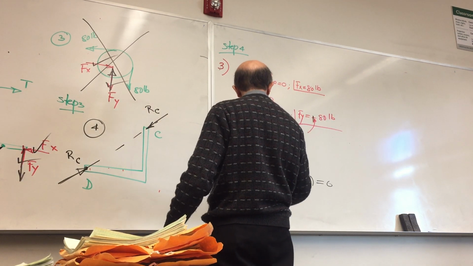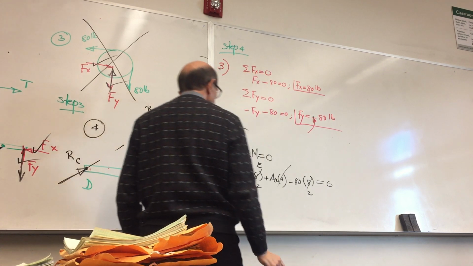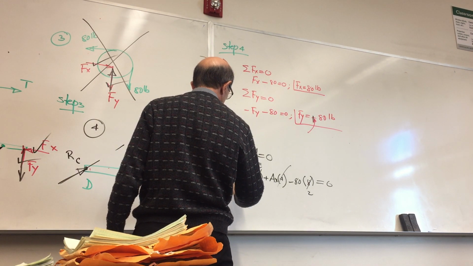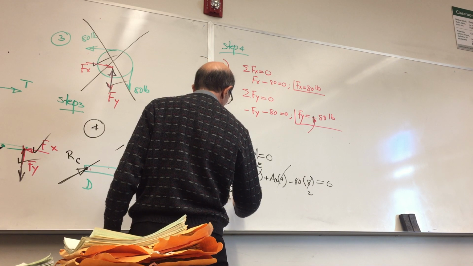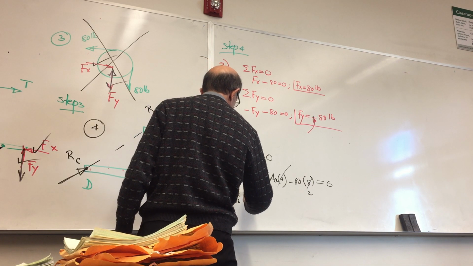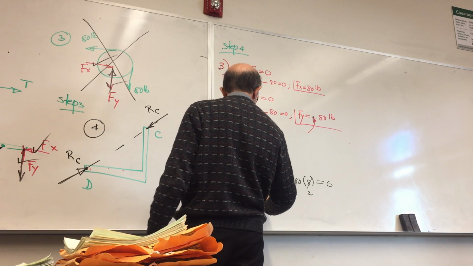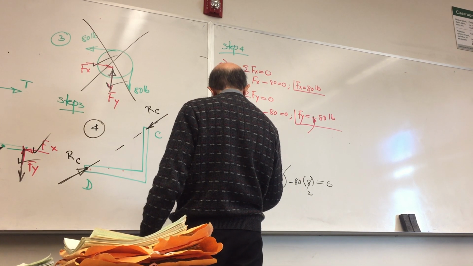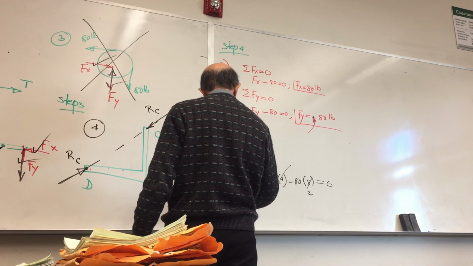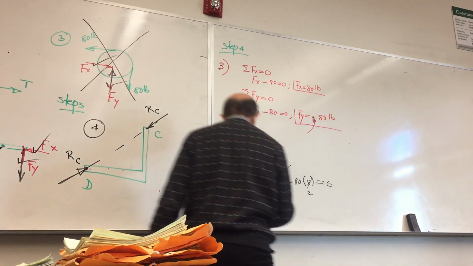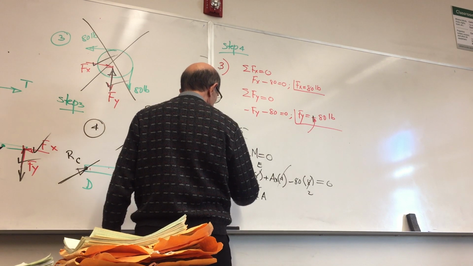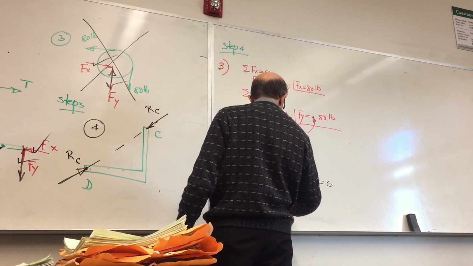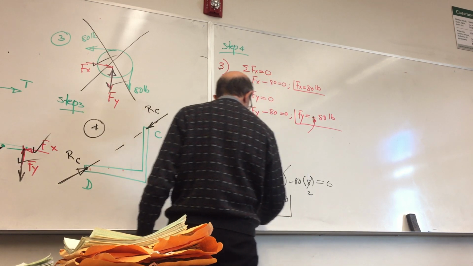So all of these can be divided by 2. So I have 3 over 2 square root 13 RC plus 8x, or no, sorry, 6. Don't want to make a mess here. So it would be 6 over square root 13 plus 8x is equal to 160.